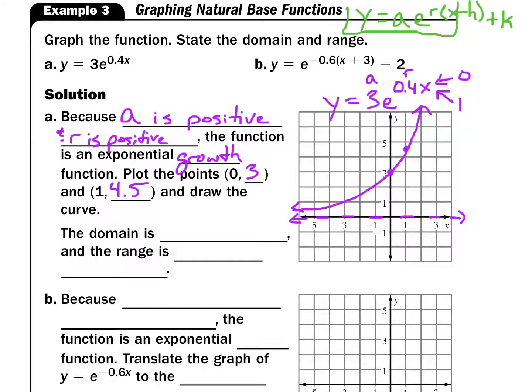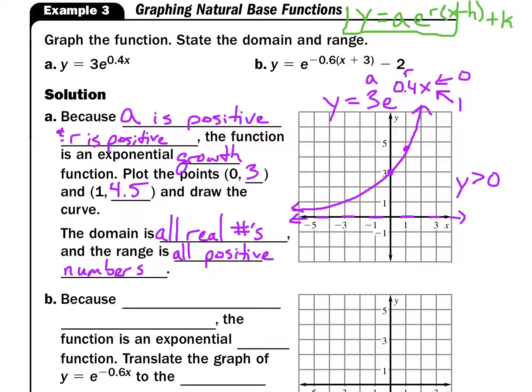Okay. The domain is all real numbers because I can plug in whatever I want, so all real numbers. Okay, and the range is all positive real numbers, because that boundary, the horizontal asymptote, is at y equals 0. So that means that my range is everything greater than 0. Y is always greater than 0.